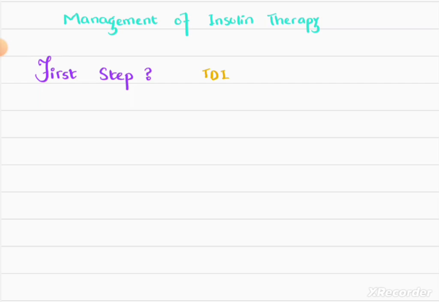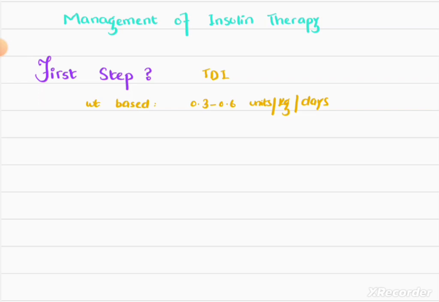So this is the total dose of insulin, and it is a weight-based calculation. We calculate it by the formula 0.3 to 0.6 units per kg per day. So this is how we calculate the TDI, and it is usually the first step in the management of insulin.